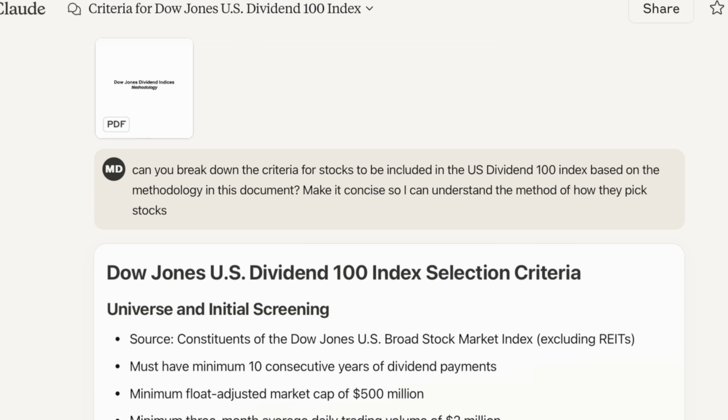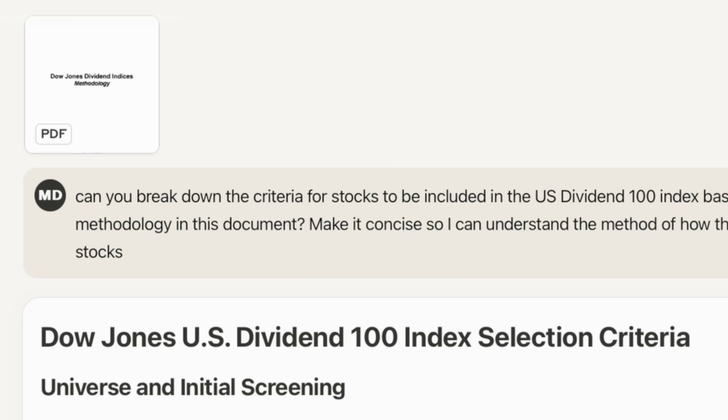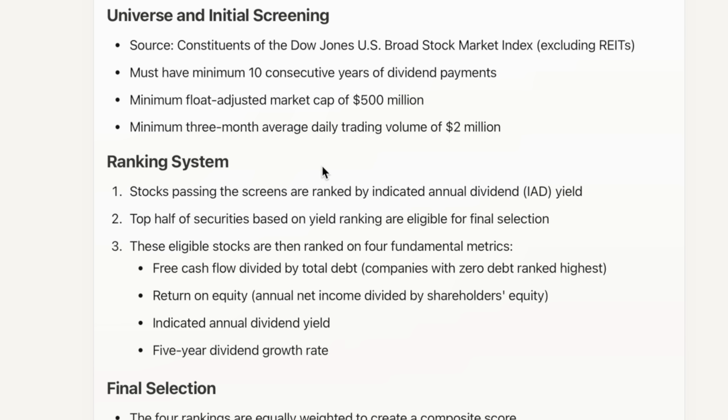And I used to go through these methodology PDFs manually and write down line by line what the criteria were. And now I just attach the PDF into Claude and ask it to break it down for me. And honestly, leverage these tools. They are amazing and they can help you get your time back. But let's get back to the point.